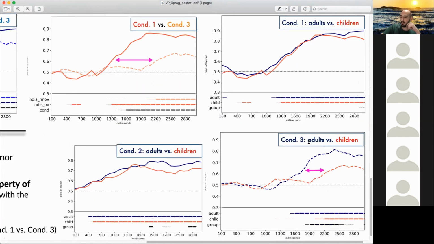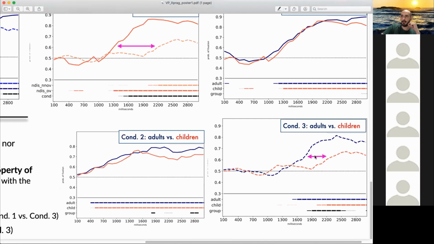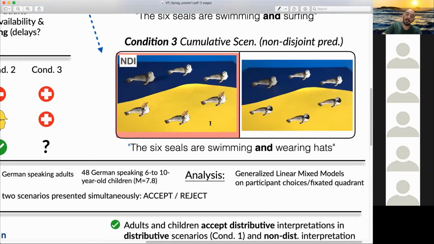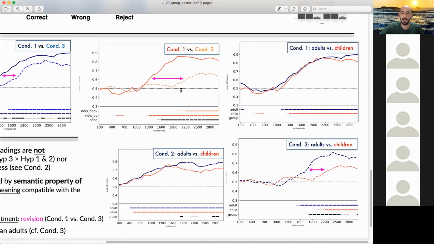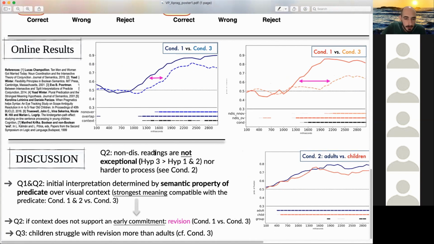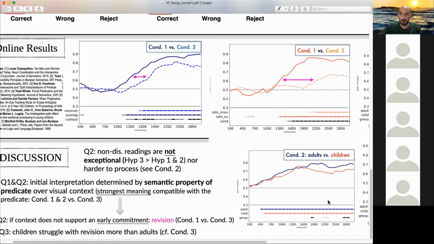And if you compare adults and children in condition 3, here's a difference, okay? So the beauty of these results is that the only difference between adults and children in the online data was in this condition, where the predicate would allow a distributive strong reading of conjunction, but the only possible interpretation that would match this scenario was the weaker one. So you had to weaken probably the first interpretation that you adopted, so to have the revision, and then children took more time, okay? So yeah, to conclude, in relation to our question, non-distributive readings are not exceptional, okay, and are not harder to process because everyone was super fast.